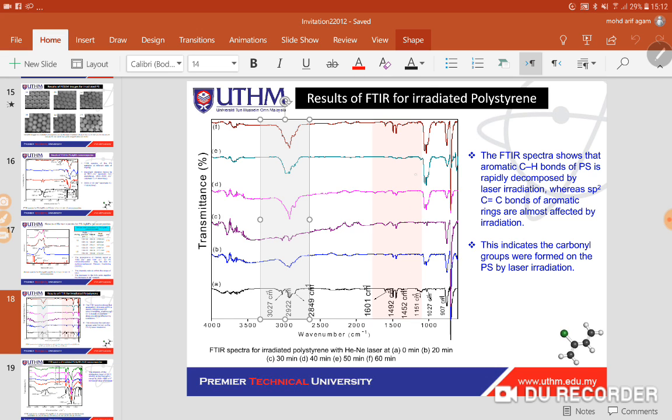And again, you can see that some of the peak here at the band of 1492 is quite big and suddenly disappears at 50 minutes, and at 60 minutes reappears again, meaning that this active restructuring of polystyrene is the thing that very much interests us.